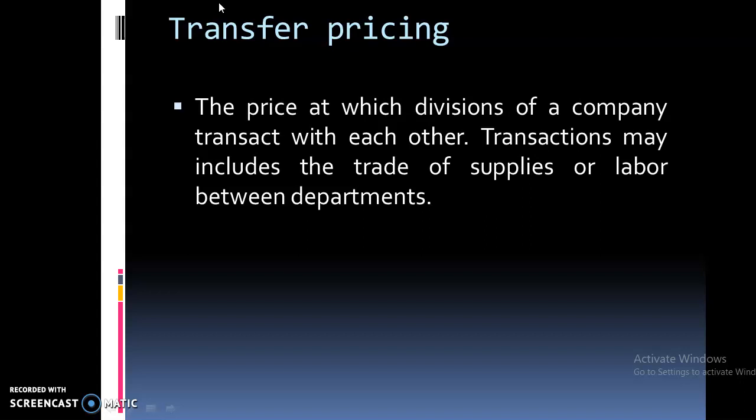The price at which the divisions or legal entities of the company transfer goods from one division to another division is known as the transfer pricing mechanism. All this includes the trade of supplies or labor between the departments.